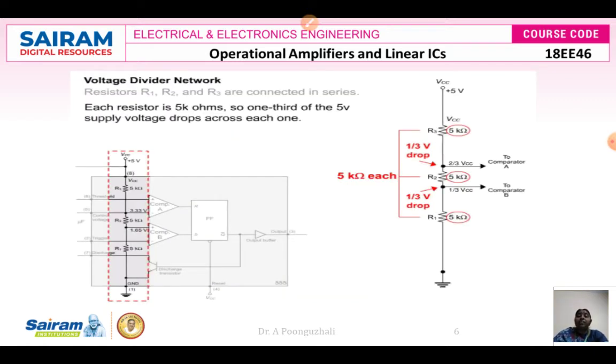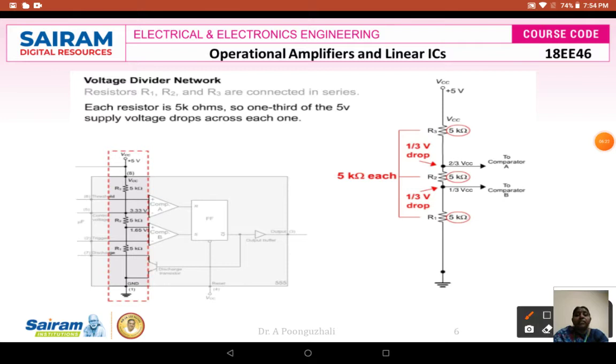Here first is your voltage divider network. In a voltage divider network, this is your plus VCC, 5 volts, and we are going to have 3 resistors. I am going to take the voltages at these 2 points. If I am going to take the voltage at these 2 points, first I should find out what is the voltage at this point.